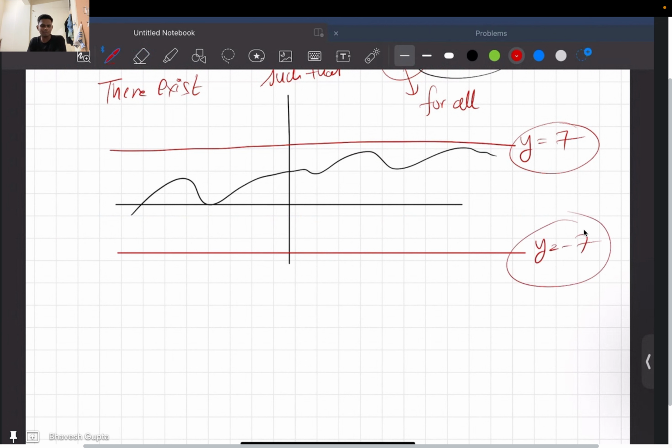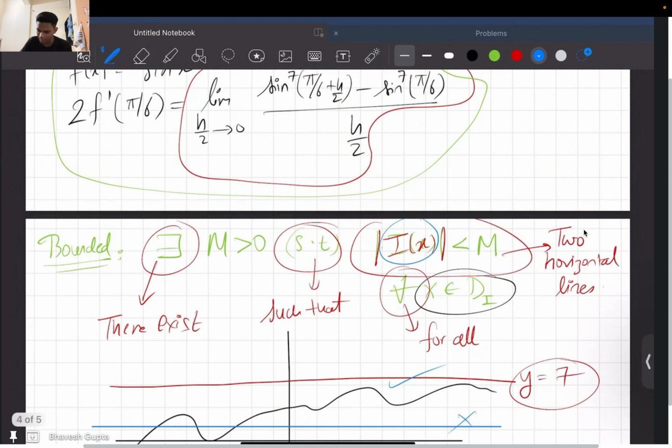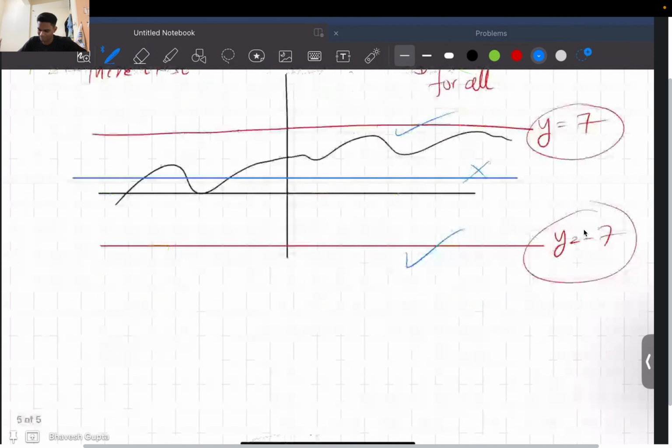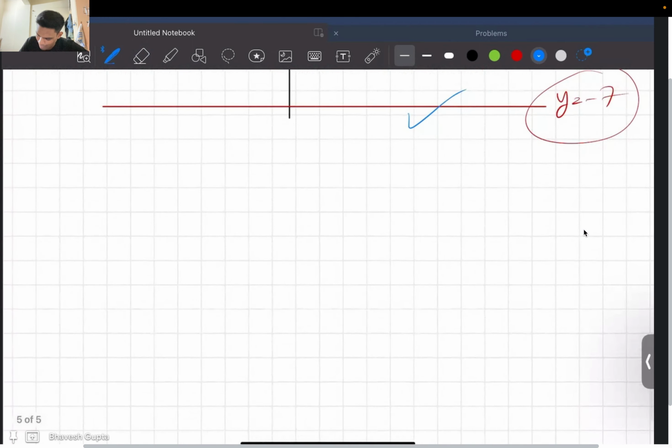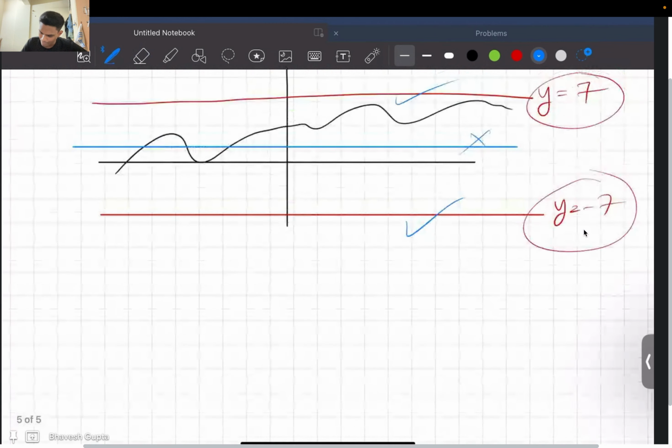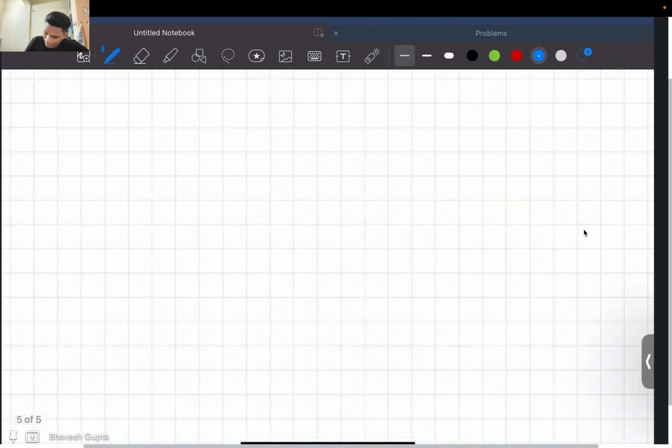Still it is true, still all the things are true. I cannot have this as my horizontal line, right? So the idea is that instead of writing y equal to minus 1, I would prefer to write y equal to minus 7, so that I have to use only one thing. Otherwise I have to use two different things. For example, the original way, which I wrote in the earlier case, can be written this way.